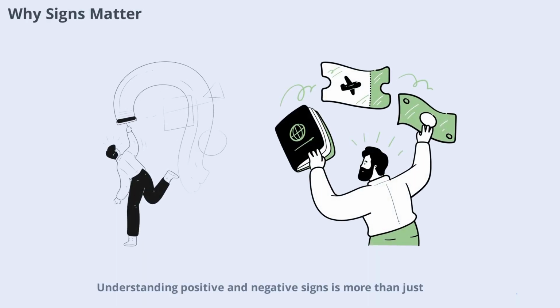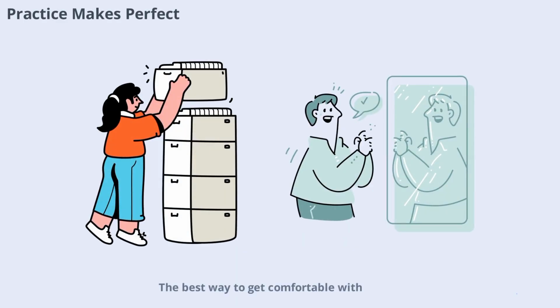Understanding positive and negative signs is more than just a math skill, it's a way to interpret information accurately. These signs help us track changes, compare values, and solve problems in various fields, from science to finance. Mastering this concept builds a strong foundation for more advanced math topics and everyday decision-making. The best way to get comfortable with positive and negative signs is through practice. Try solving different types of problems, use a number line for visualization, and challenge yourself with real-life scenarios. Over time, you'll find that working with these signs becomes second nature and your confidence in math will grow.